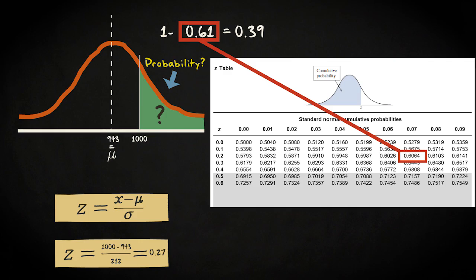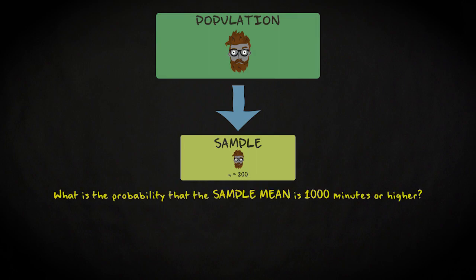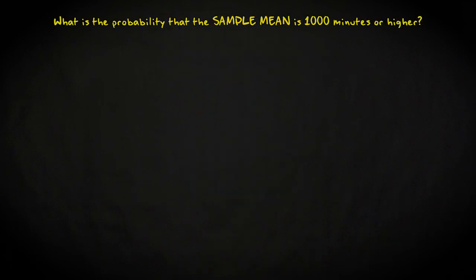Now imagine we draw a simple random sample of n is 200 from the population. What is the probability that the sample mean is 1000 minutes or higher? Now, pay close attention. This is a completely different question. We're not talking about selecting a specific person from the population. Instead, we're talking about a statistic based on a specific sample from the population. Therefore, we don't make use of the population distribution, but of the sampling distribution of the sample mean. In general, the procedure is the same, but now we make use of other means and standard deviations.